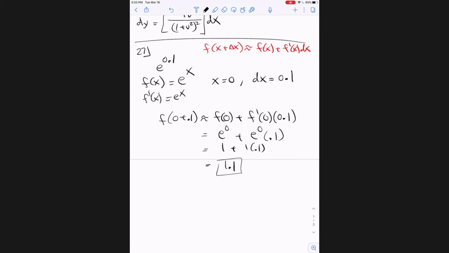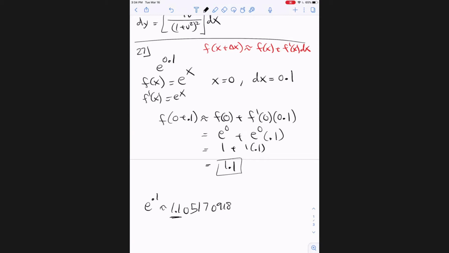So do you see how, without a calculator, I approximated e to the 0.1. Now, FYI, I'm going to get my calculator out to see what the exact answer is, or closer to the exact answer, I should say. e to the 0.1 on the calculator will give me 1.105170918. So anyway, 1.1 is a pretty good approximation. You're good to 2 decimal places on this.